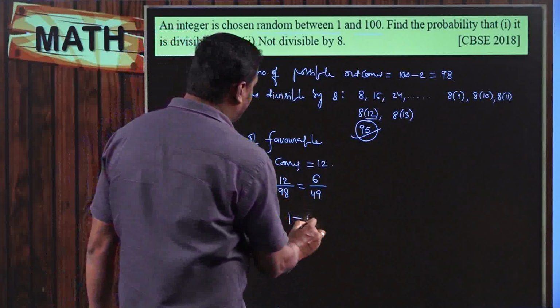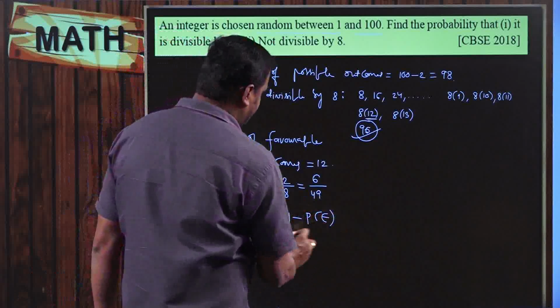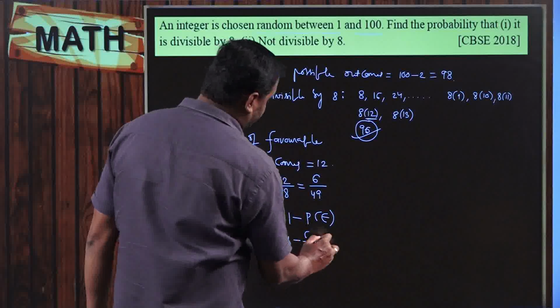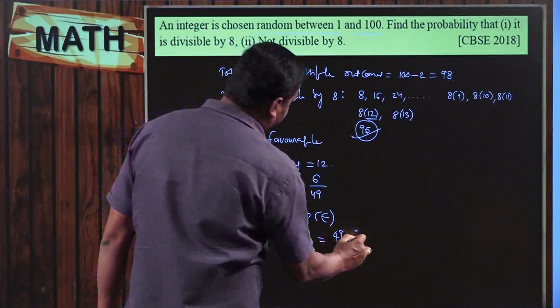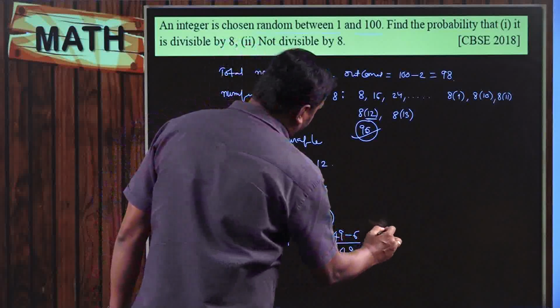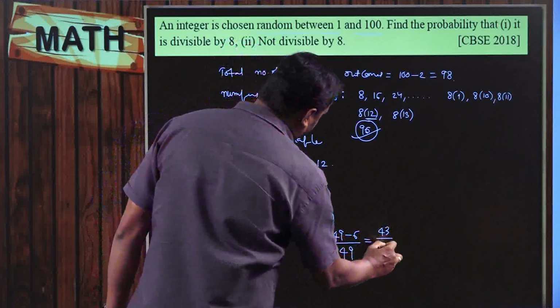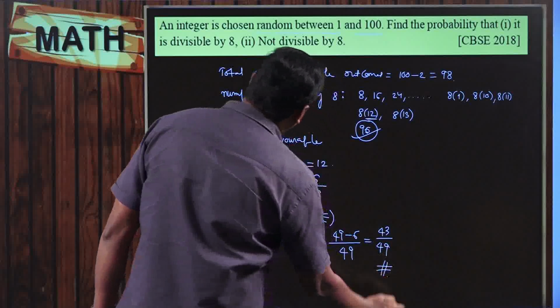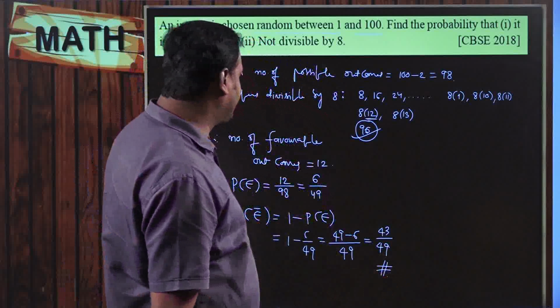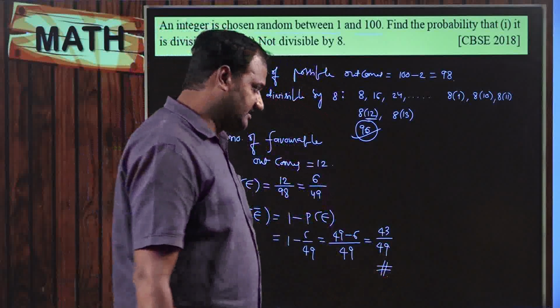1 minus the probability of getting an event, which is 1 minus 6 divided by 49, which is going to be 49 minus 6 divided by 49. What is 49 minus 6? It is equal to 43, so 43 divided by 49 is the probability of a number which is not divisible by 8. So this way we can easily answer this problem.